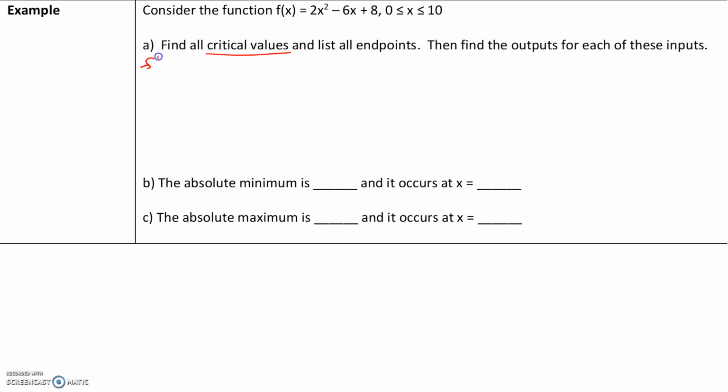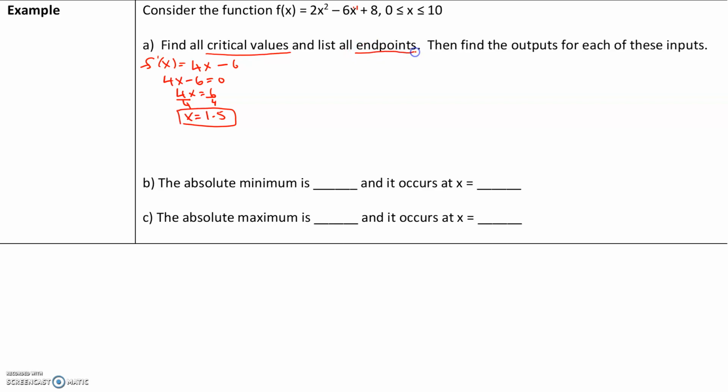First, let's find f prime of x. 2 times 2 is 4. So we get 4x. This is like an invisible 1 over here. 1 times 6 is 6. And nowhere is this going to be undefined because we're not dividing by a variable. But we could set it equal to 0. So we would add 6. We would get 4x equals 6. Then we would divide by 4. And we would get x equals 3 over 2, which is 1.5. Let's use decimals. Okay, so this is a critical point or a critical value.